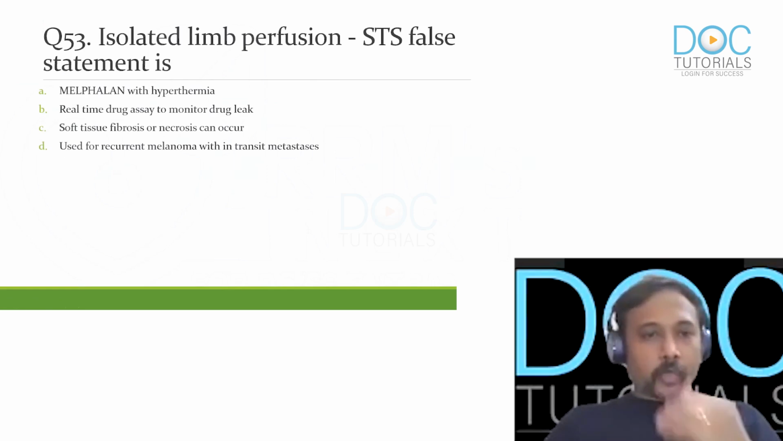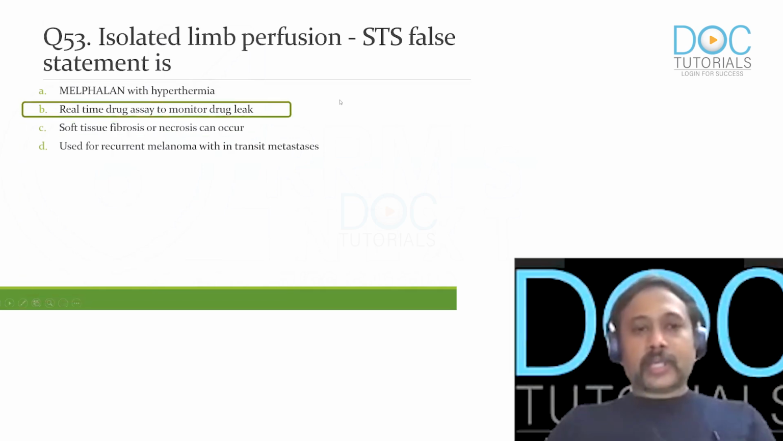What is the false statement? If you look at this, the answer is B. So what is the answer for this one? Real-time drug assay to monitor the drug leak. What is wrong with that? Most of you have gotten the answer right. So that is true. But what is wrong with the statement?